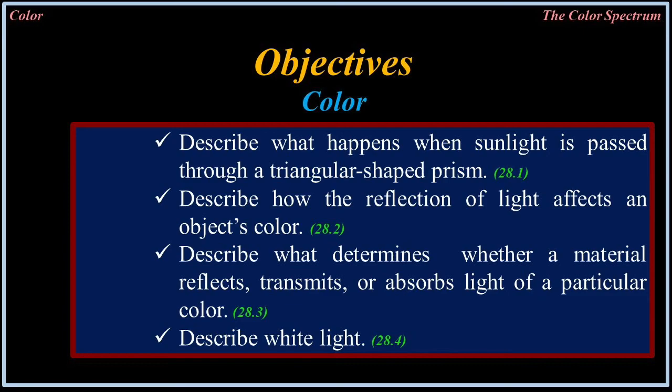Describe what happens when sunlight is passed through a triangular shaped prism. Describe how the reflection of light affects an object's color. Describe what determines whether a material reflects, transmits, or absorbs light of a particular color. Describe white light.